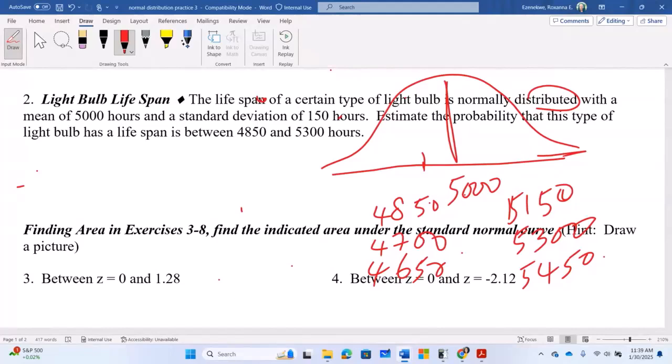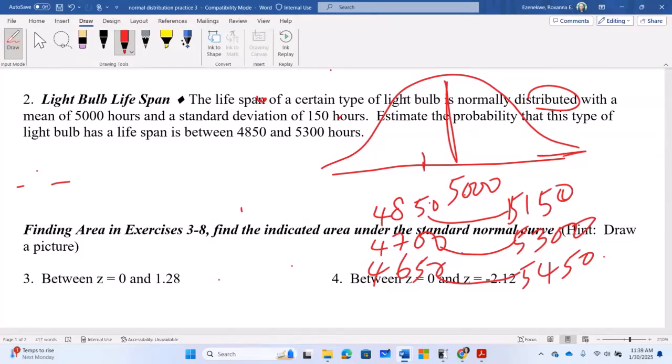I could be told to find the area between. So now I know that from here to here is 68%. From here to here is 95%. From here to here is 99.7. So I already know that from the empirical rule. But suppose I don't know. Suppose it's confusing. I'll put it in my calculator quickly and find the area between.